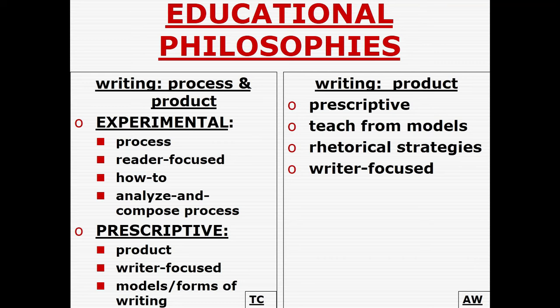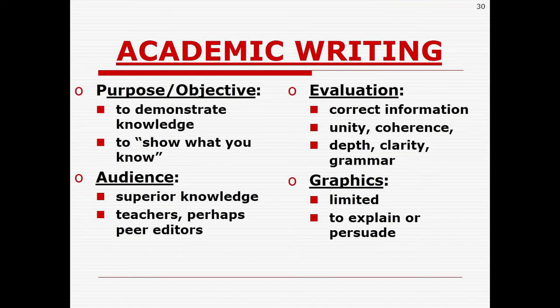Unlike academic writing, the educational philosophy is more on prescriptive, teach from models, and at the same time there are rhetorical strategies and writer focus. Now, the academic writing purpose or objective is to demonstrate knowledge, to show what you know. For the audience, academic writing is more on superior knowledge, and teachers, perhaps peer editors. Your audience are usually your teachers or even the students or your classmates.